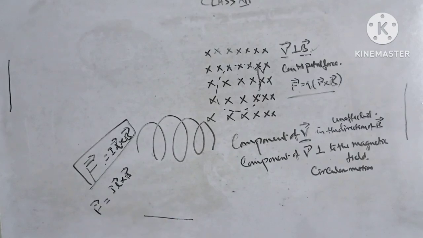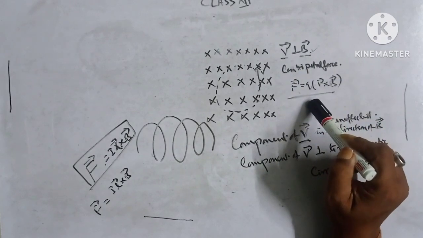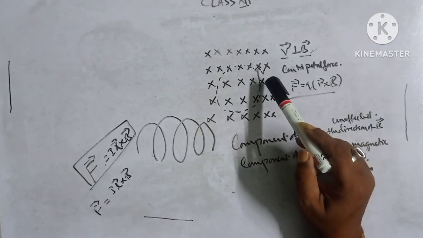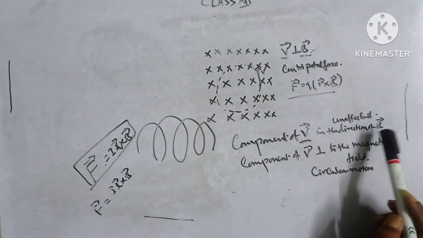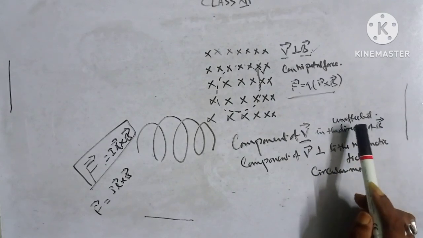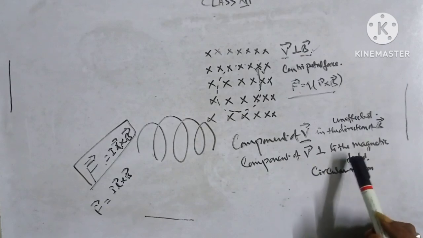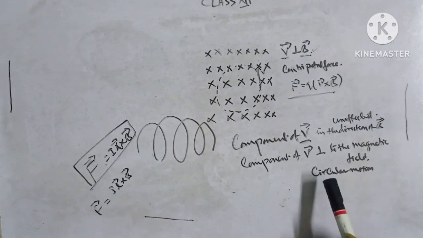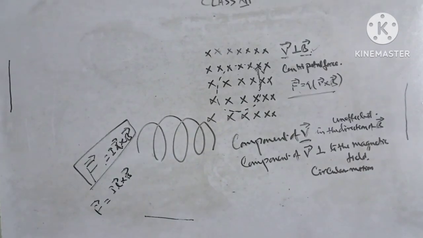Another important point is that if the charge moves with velocity V perpendicular to the magnetic field, then a centripetal force will be exerted, which will move the charge in a circular path. If the component of V is in the direction of B, it will remain unaffected, but the component of V perpendicular to the magnetic field will cause circular motion, and as a result the charge will move in a helical path.